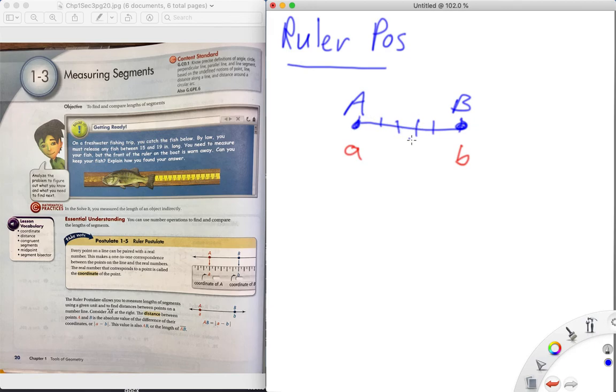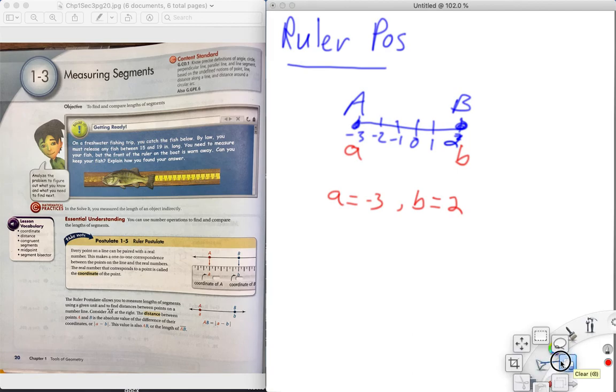So if I was to say this is 0, 1, 2, that coordinate would be 2, -1, -2, -3. I would say that coordinate a is equal to -3 on some number line, while coordinate b would be equal to 2 on a number line. So that's all the ruler postulate says, is that a point can correspond to a coordinate that can be measured on a number line.